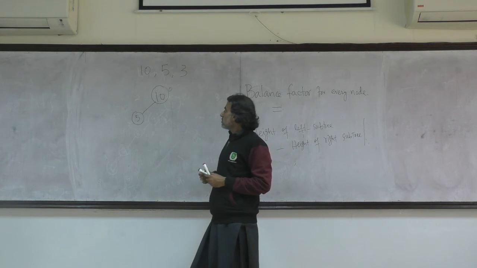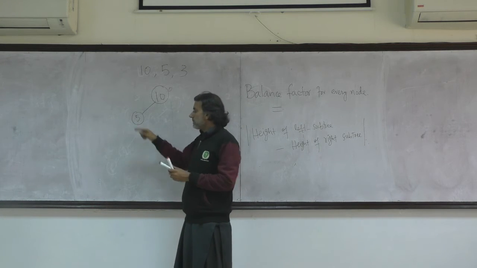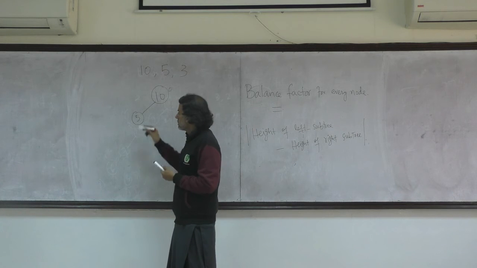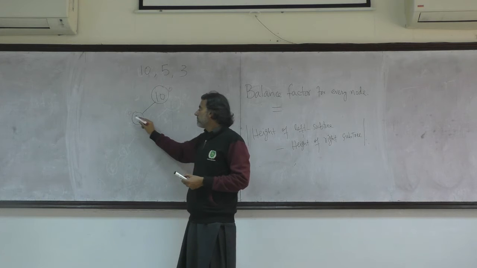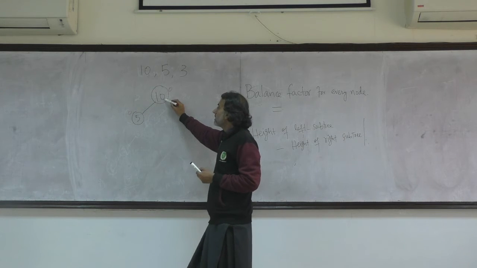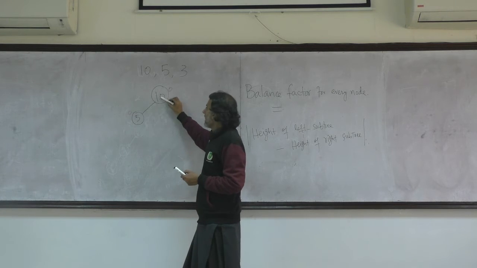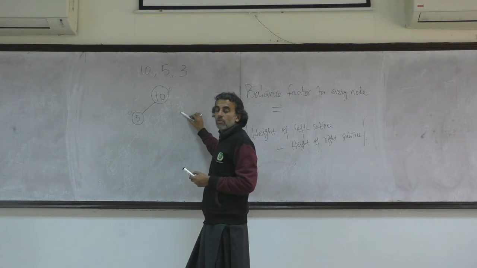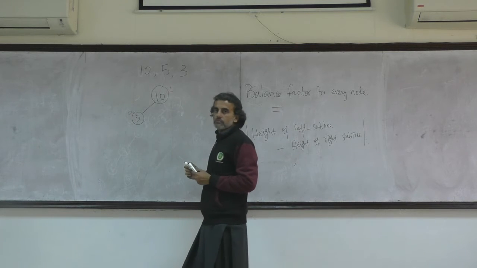And what is that entire branch? 5 has its left subtree empty and right subtree empty, so its balance factor becomes zero, because the left subtree has height zero, the right subtree has height zero, and the difference is zero. What is the height of the left subtree of 10? That is now 1. What is the height of the right subtree of 10? That's 0. So 1 minus 0, the absolute difference is 1. So it's 1.